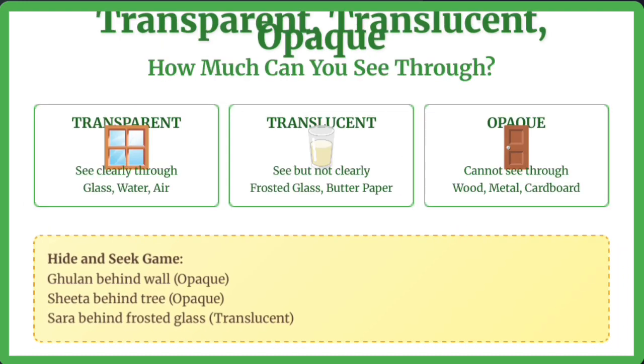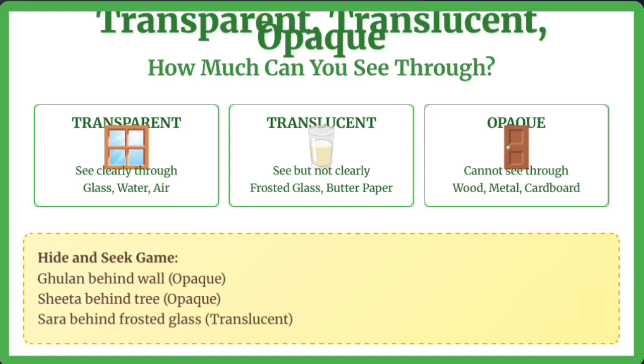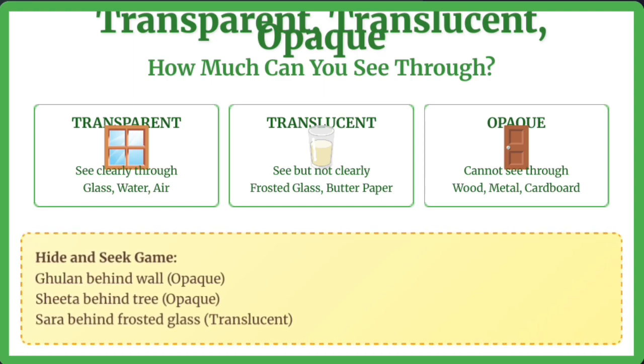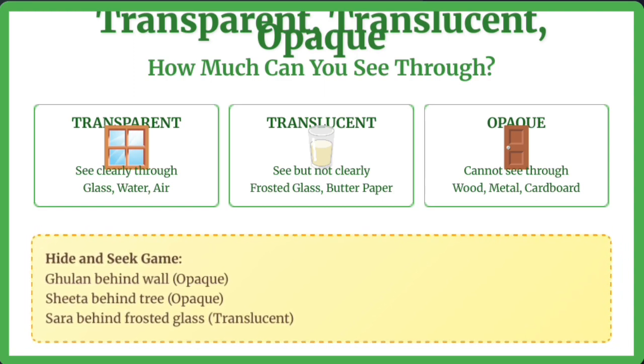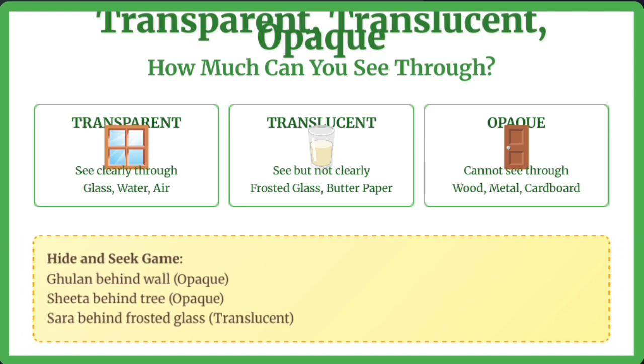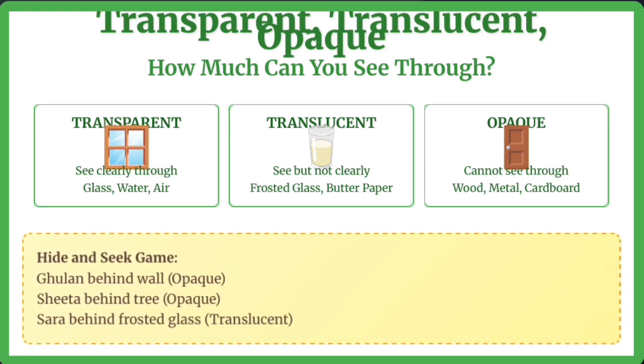Materials can be transparent, see clearly through, translucent, see but not clearly, or opaque, cannot see through. Think about hide and seek. You'd hide behind opaque materials like walls, not transparent glass.